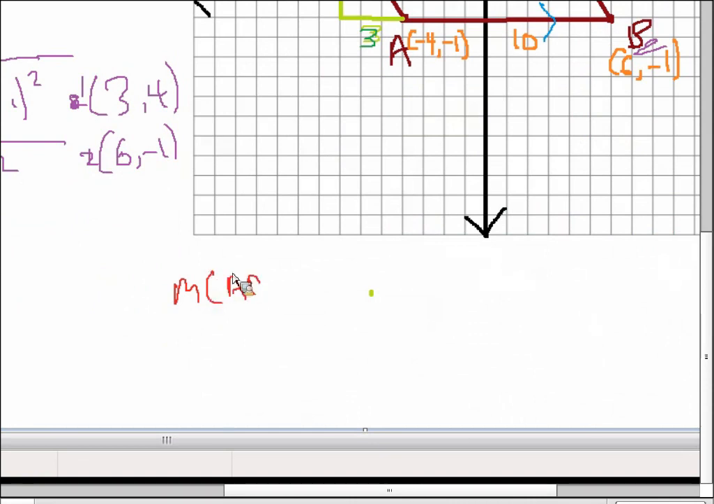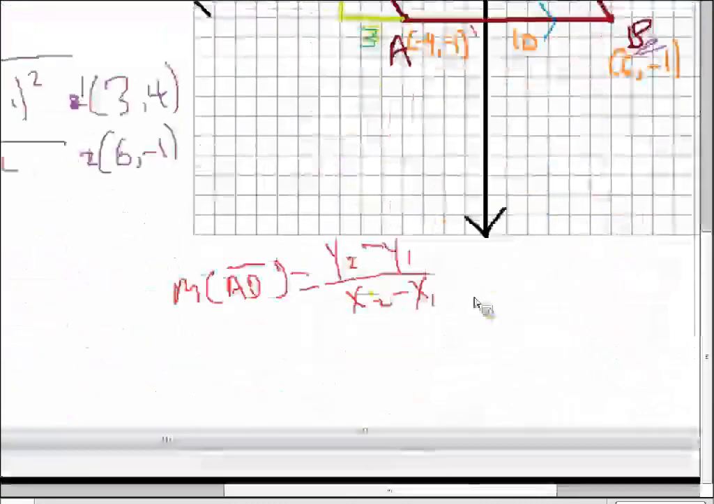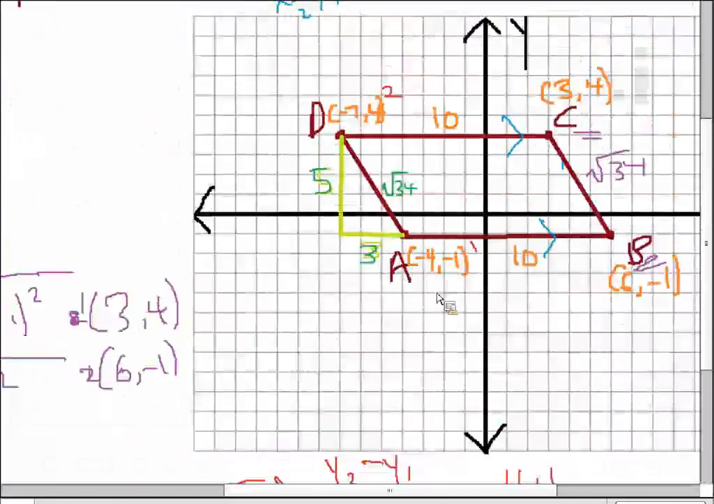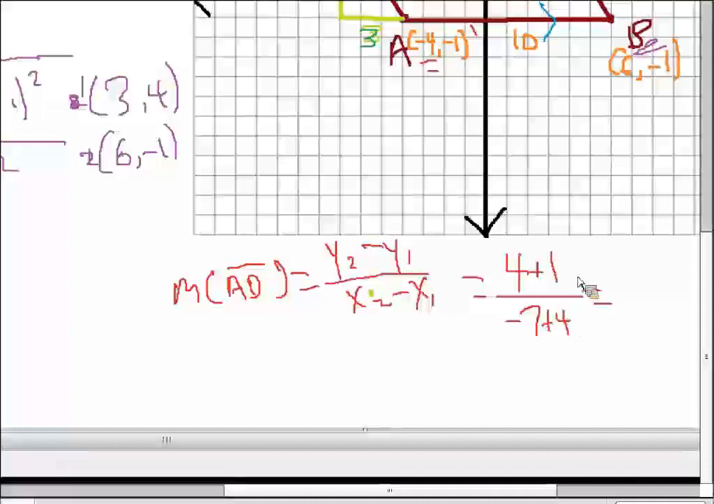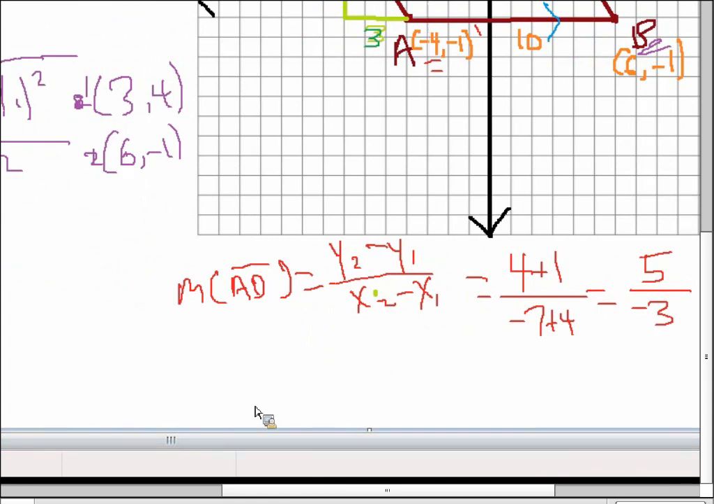So let's try the slope of AD equals, and again, the slope formula is the second y minus the first y over the second x minus the first x. And again, let's use this as our second point and this as our first point. So our second y is 4, and our first y is negative 1, so that's minus negative 1, so it's positive 1, divided by our second x, which was negative 7, minus negative 4, which is positive 4. So it turns out that it's 4 plus 1, which is 5, divided by negative 7 plus 4, which is negative 3. So it's negative 5/3, which is the same thing as negative 1.66. Okay. So that's the slope of that.